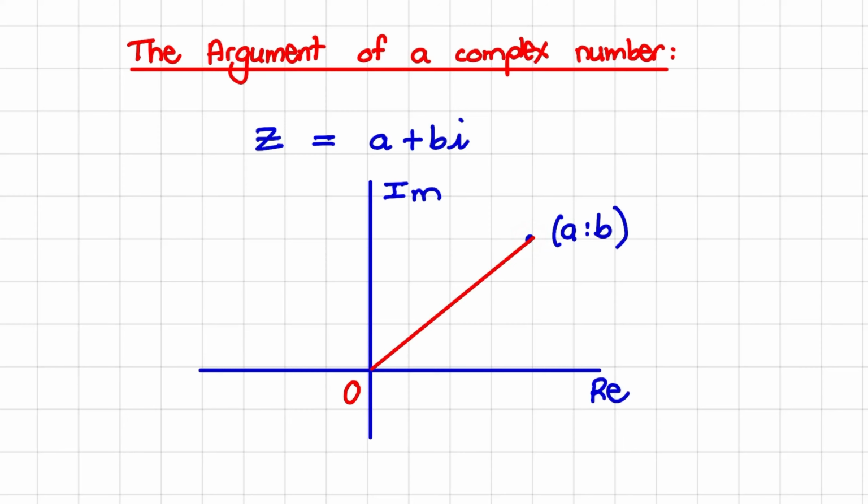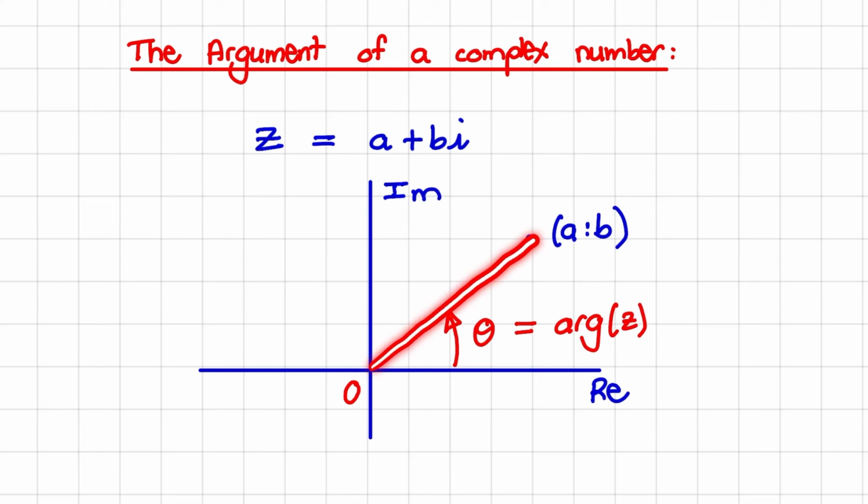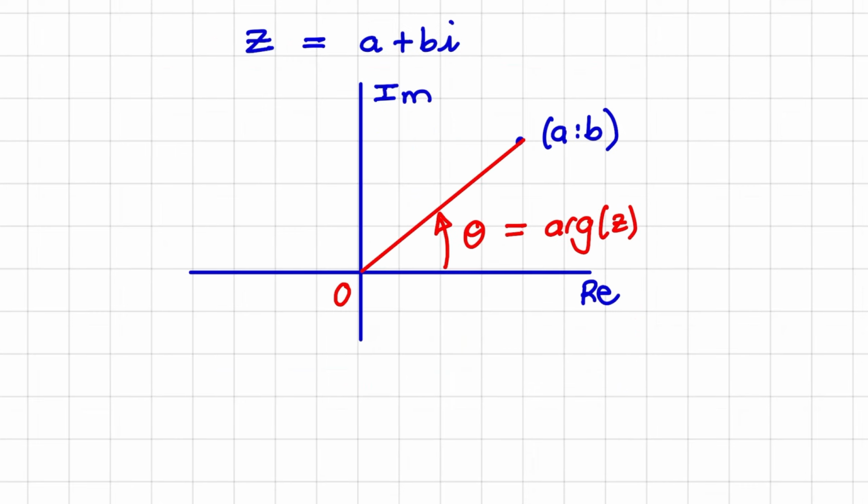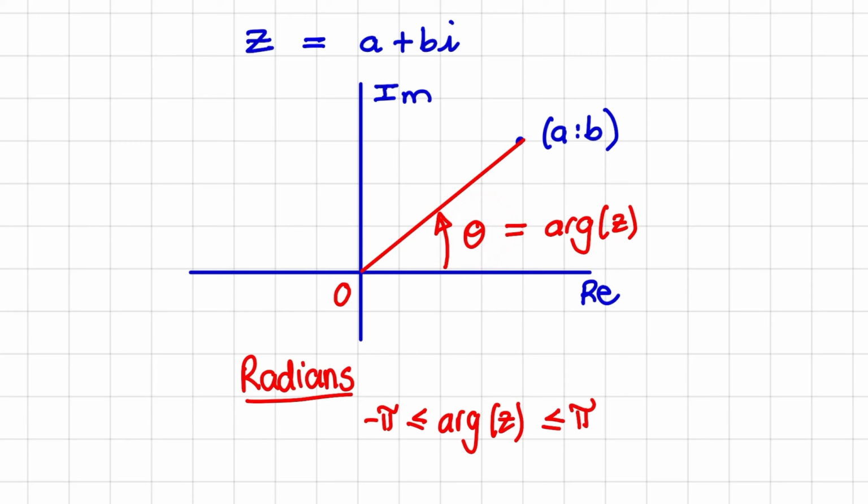Then the argument would be the angle formed between the real axis and that line. So we have noted the argument here as theta, but it can also be noted as the arg of z. And that's the angle formed between the origin and the point on the complex plane. Now it's also important that we will not measure this angle in degrees, but we would rather measure it in radians. So the argument then is restricted between negative pi radians and positive pi radians.